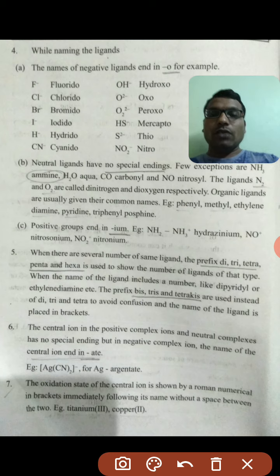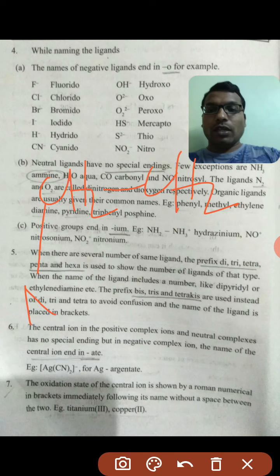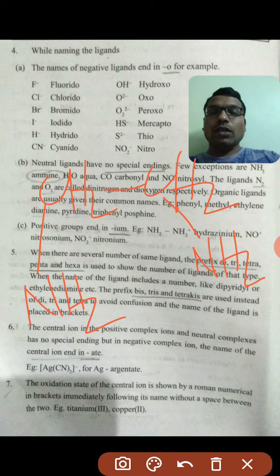Now, there is another rule also, for when the name of the ligand itself includes a number, like dipyridyl or ethylene diamine. Ethylene diamine, en, what is its structure? CH2, CH2, then NH2, NH2. In this example, the name itself contains a number, di. Yes or no? The name includes a number. If it includes a number, what prefix should we use instead of writing diethylene?